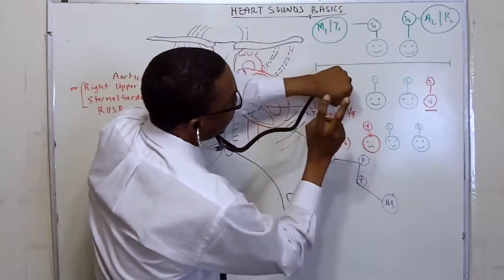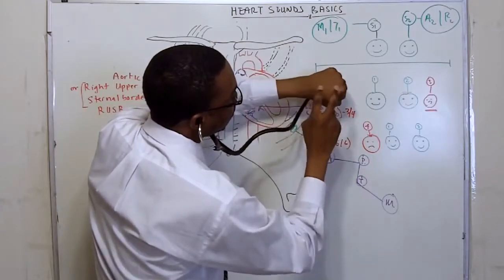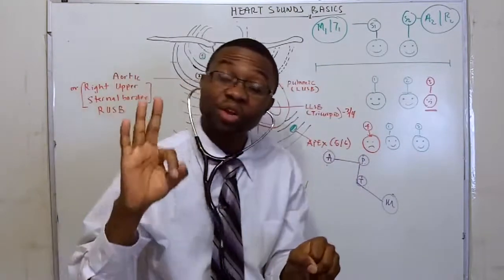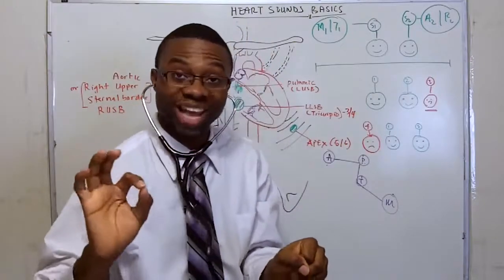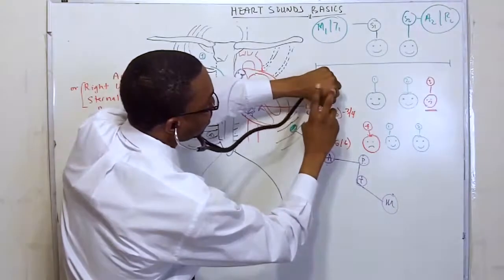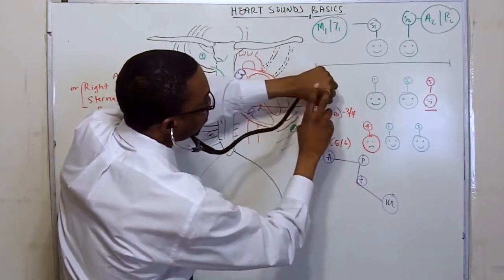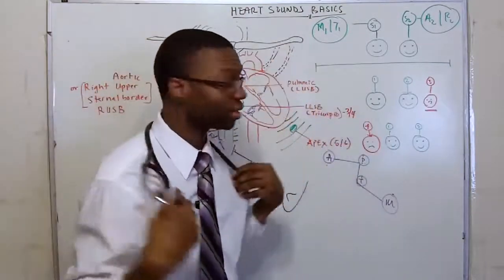1-2. 1-2. Now, if I'm going to add a third heart sound to it, this is what it's going to sound like. 1-2-3. 1-2-3. 1-2-3. Let's do that on the board.